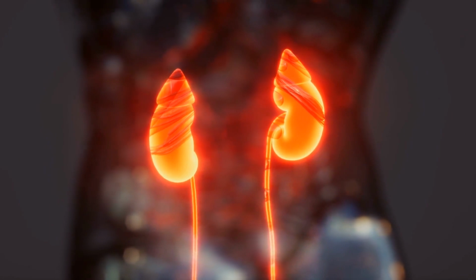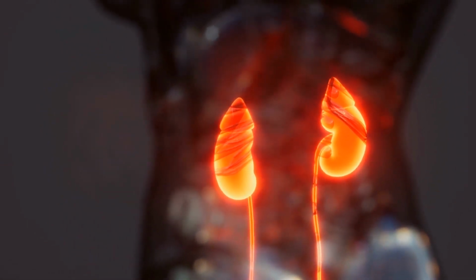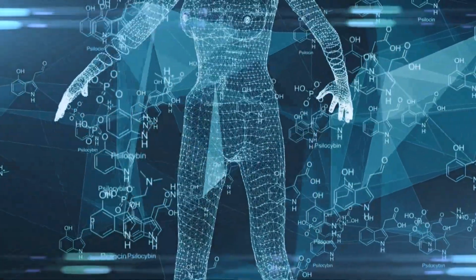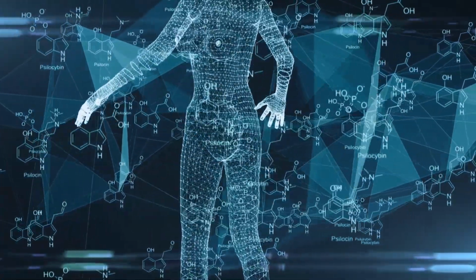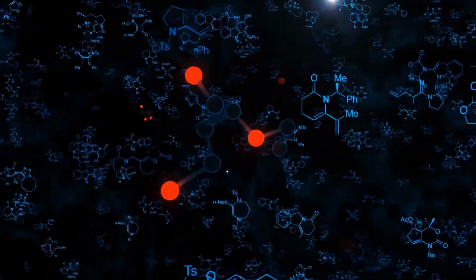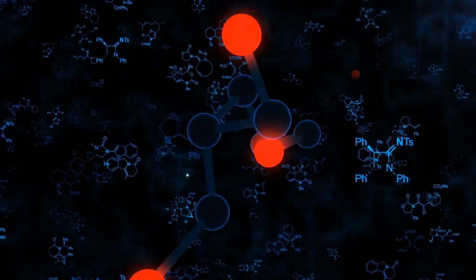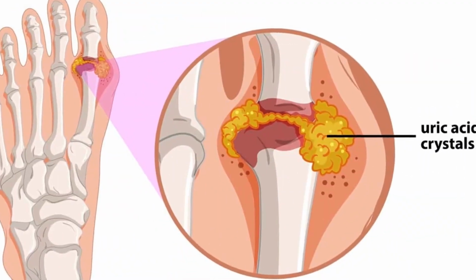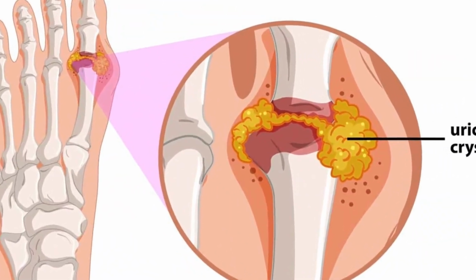Usually, the body eliminates uric acid efficiently through the kidneys without problems. However, in some cases, the body may produce too much uric acid or have difficulty eliminating it effectively. High levels of uric acid in the blood can lead to the formation of crystals that build up in the joints, causing inflammation and pain. This condition is known as gout, a form of arthritis.